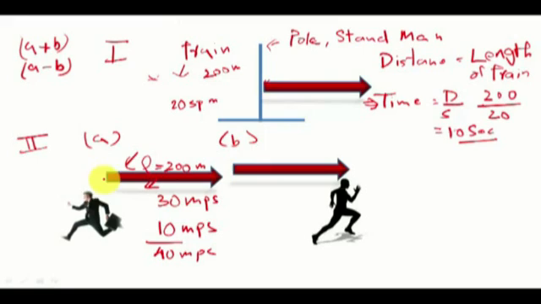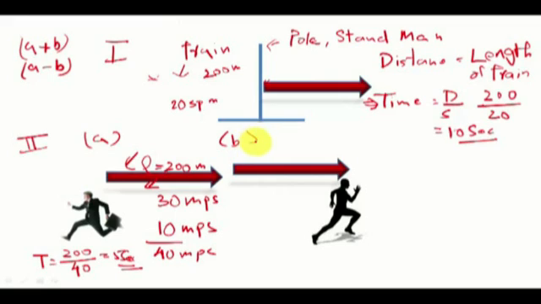So how much time does it take to cross the man? Time is equal to distance, that is length of the train 200 meter, by relative speed, which is 40 meter per second. So the time taken is 5 seconds to cross the man. That means the train crossed the running man in opposite direction in 5 seconds.